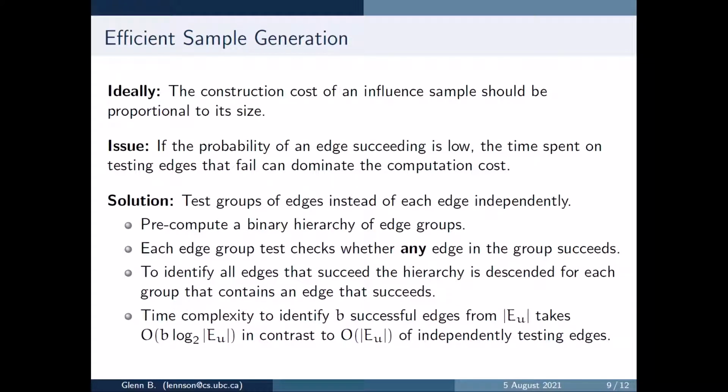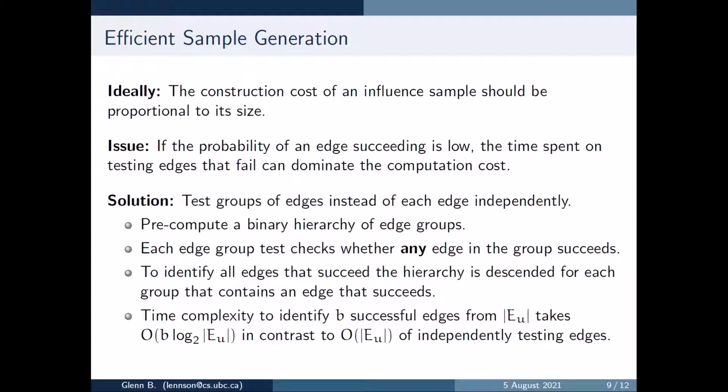To that end, we also develop a more efficient means of generating influence samples under the CTIC model. Ideally, the construction cost of an influence sample is proportional to its size. However, if the probability of an edge succeeding is low, then we may spend the majority of our time testing edges that do not succeed, and as such, do not add to the influence sample size. The solution that we propose is to test groups of edges instead of each edge independently.